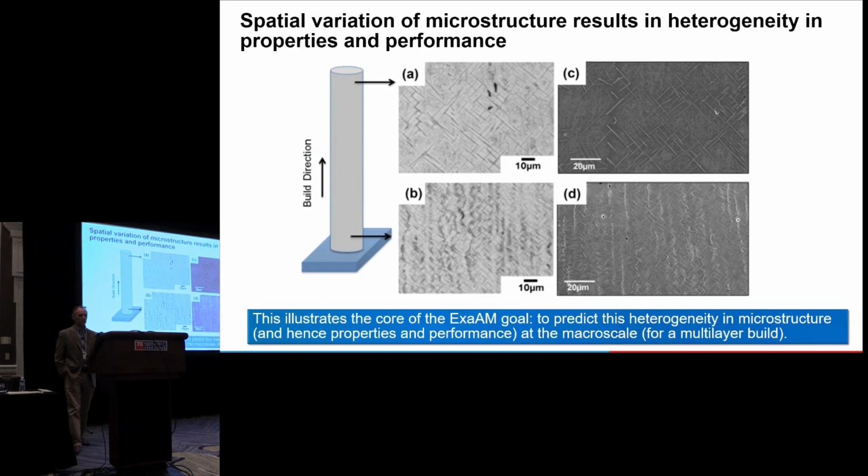So this is another picture of just making a simple cylinder and illustrating how you get very different microstructures at different locations in the part. Down at the bottom, you get one type of microstructure. Up at the top, you get another, and this is because of the geometry of the part, the thermal cycling between layers and different locations, the base heating up as you go up in the part.